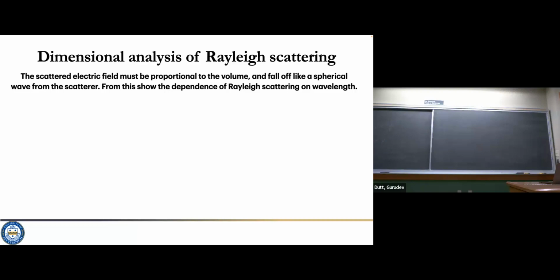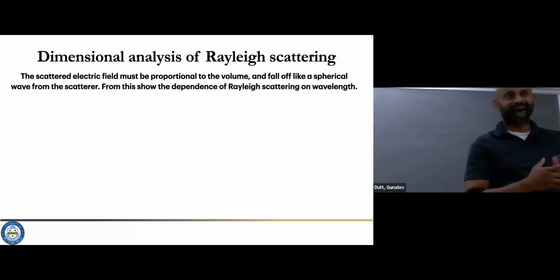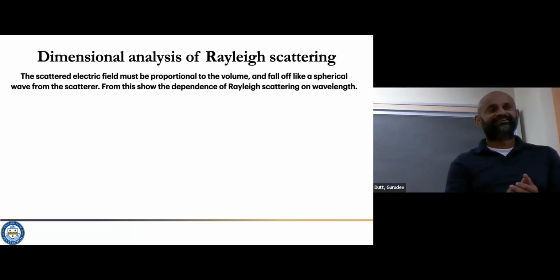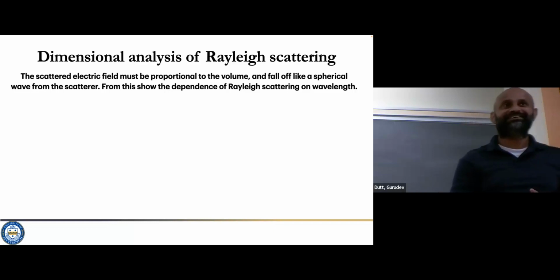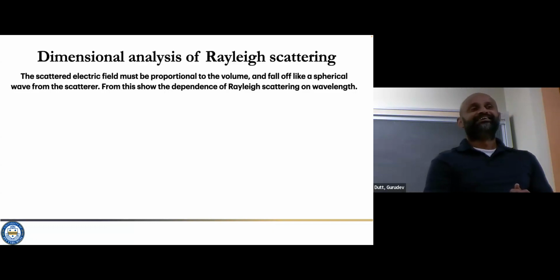So from this, can I write down some relationship between ES and EI using dimensional analysis? And what will that give me for the proportionality between ES and E? What are the units of ES? What are the units of V? You should know this. What is V? Volume. V is R cubed, sorry. V over R cube will get rid of the meters.